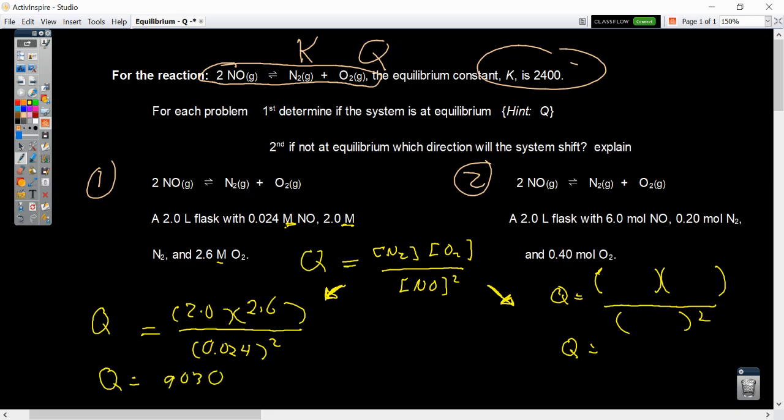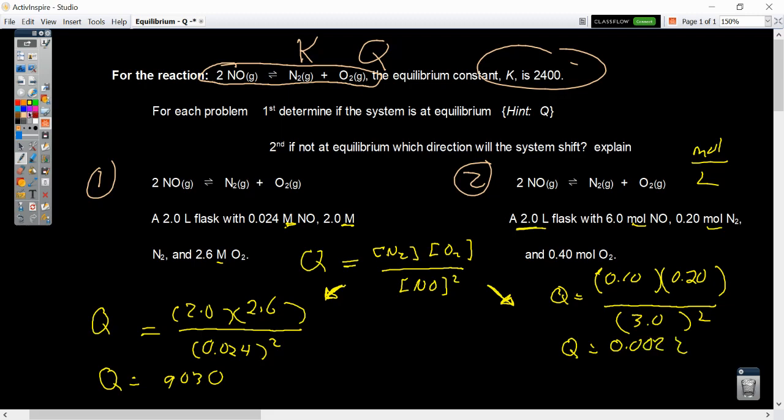Just doing it. And number two over there, I didn't give you molarities, I gave you moles. So now you've got to do moles divided by liters to get molarity. Well, NO is 6 moles per 2 liters, so that's going to be 3.0. N2 is 0.2, so that'll be 0.1 when we divide by 2. O2 is 0.4, so that'll be 0.2. We're dividing by 2 because the volume was 2. When you do that math, you get 0.0022.